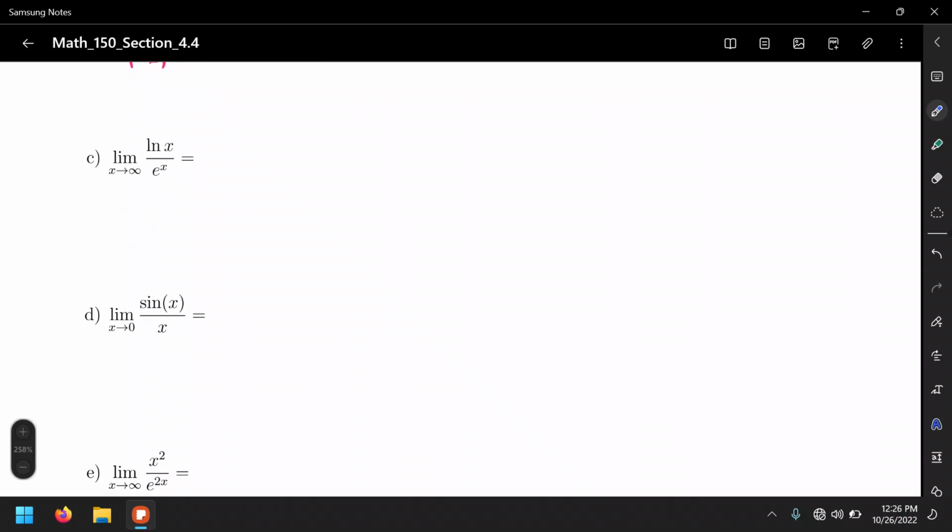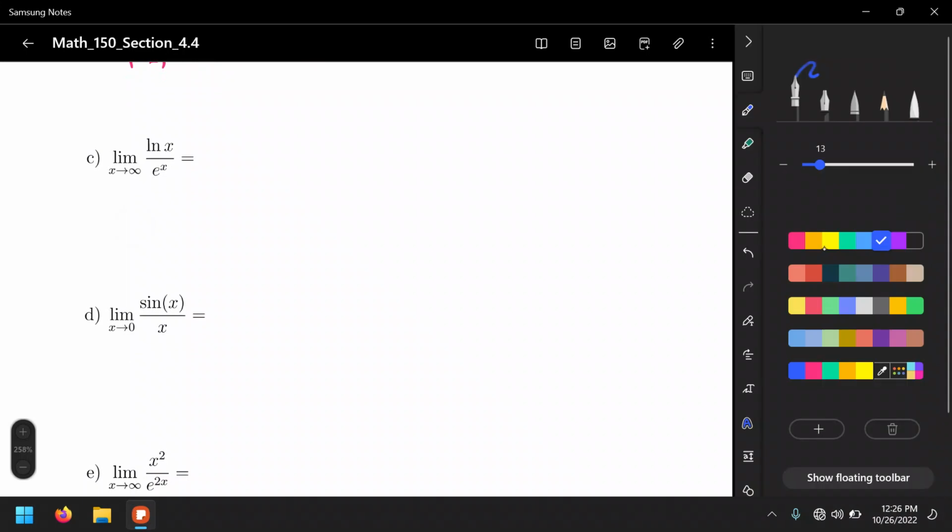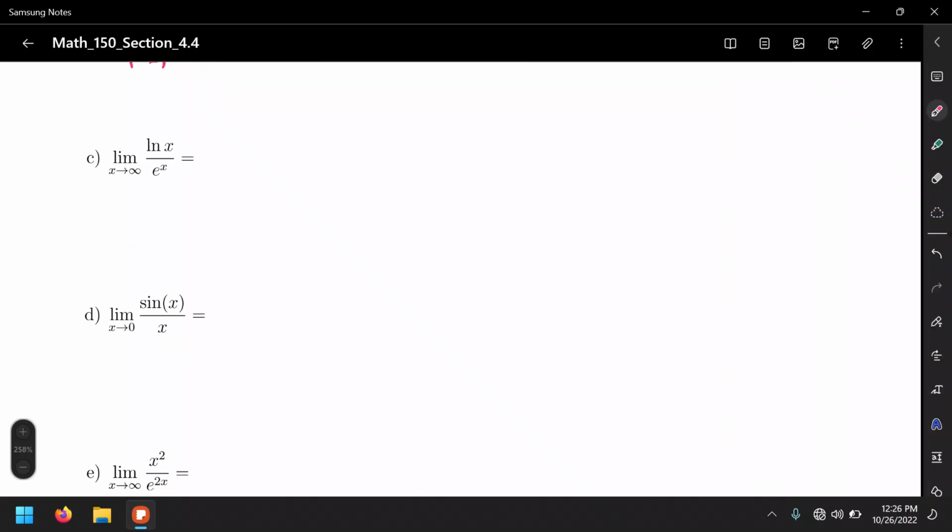All right, limit as x approaches infinity, ln of x over e to the x. Let's check the limit by direct substitution. So what's ln of infinity?